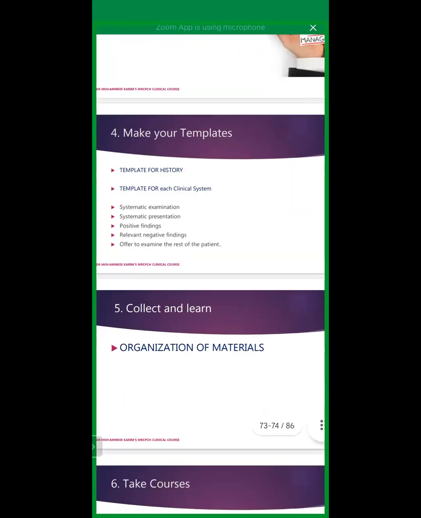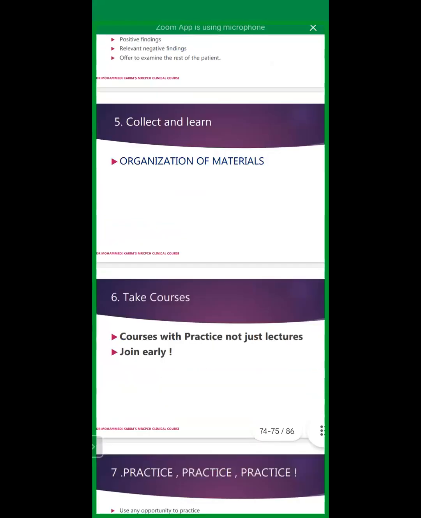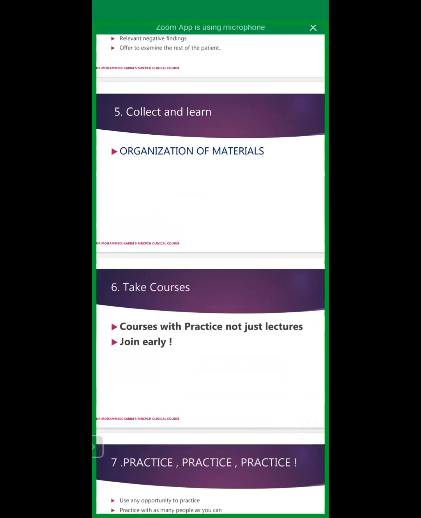And as I said, the only way you can do that is by finishing your examination early. Okay. So collect and learn all these materials I've told you. Don't collect too many books. It's a very bad idea. If you have too many books, you will be going haywire.